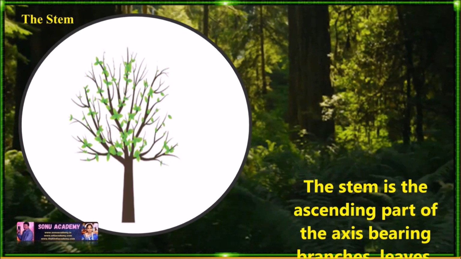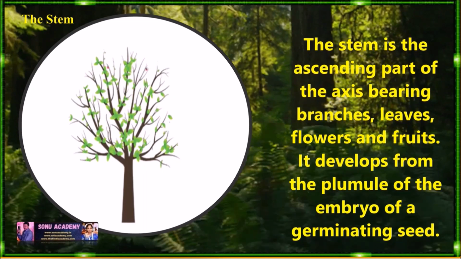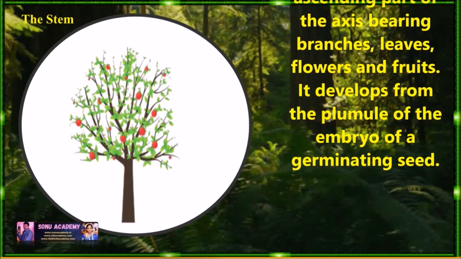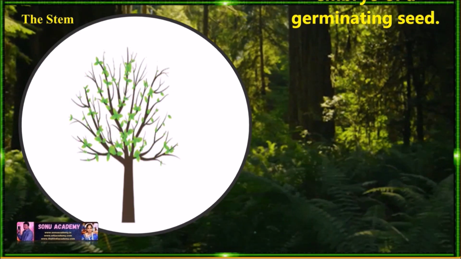Now let us discuss the stem. The stem is the ascending part of the axis bearing branches, leaves, flowers and fruits. It develops from the plumule of the embryo of a germinating seed.